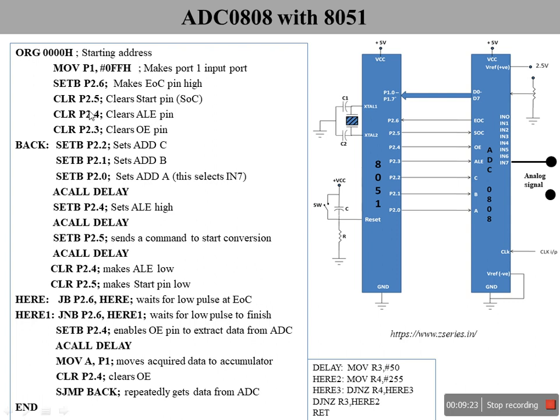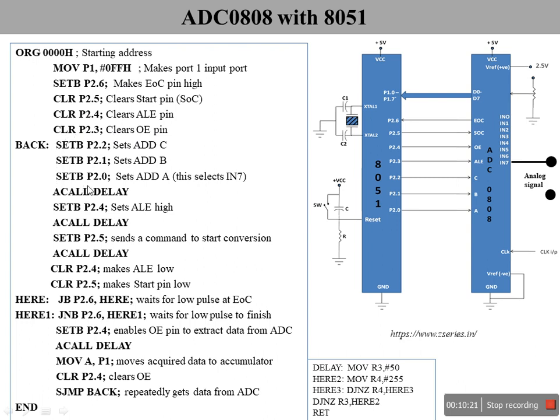Right, this is the code. ORG 0000 is the starting address. Since I have connected the digital pins of the ADC to port 1, we make port 1 an input port by giving 0FFH. By default the 8051 also carries high logic, but to be on the safe side we give it here. Then set bit P2.7, which is end of conversion, so it is made high inside the microcontroller. Then clear P2.5, which is start of conversion. Then clear P2.4, which is output enable, and address latch enable is also cleared.